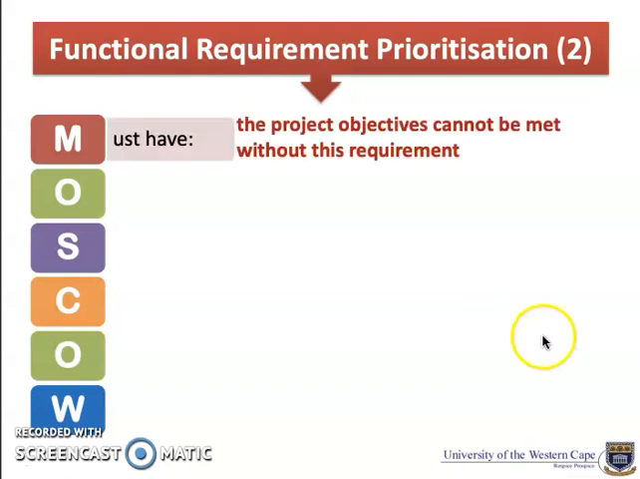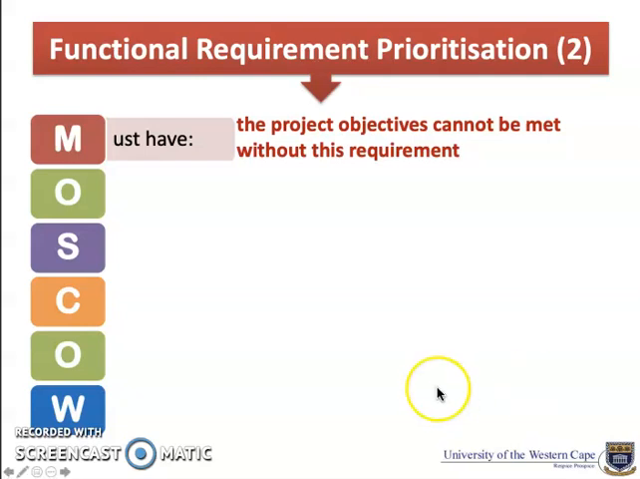So under the M, we have must-have requirements. This is very straightforward. Can the project achieve success without this requirement? Yes or no? These requirements tend to be few and very obvious. For example, in the statement record sales, if the functional requirement to be able to record sales is dropped, the project can in no way succeed.